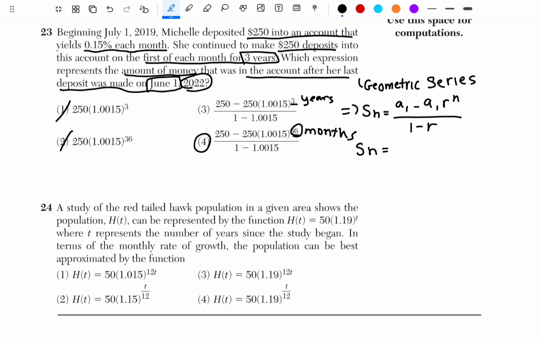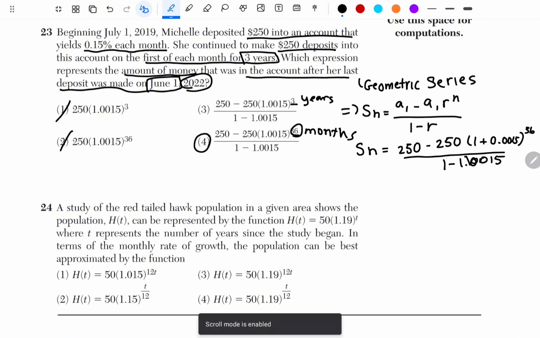Okay? So if we were to write our geometric series, if this was an open response question, S of n, we know that A1 is 250 minus A1, so that's 250 times our rate, which is 1 plus 0.0015, to the n, which we know is 36 months, divided by 1 minus our rate. So that would be our number 23. Now number 24.